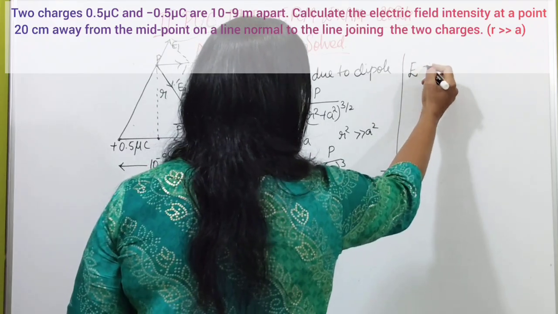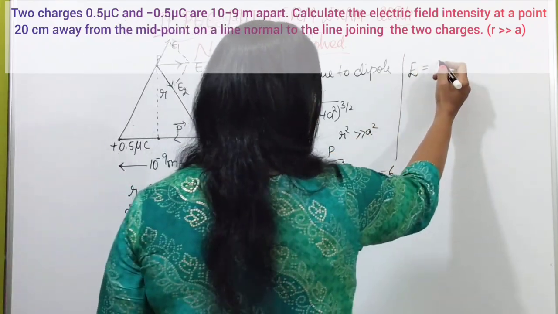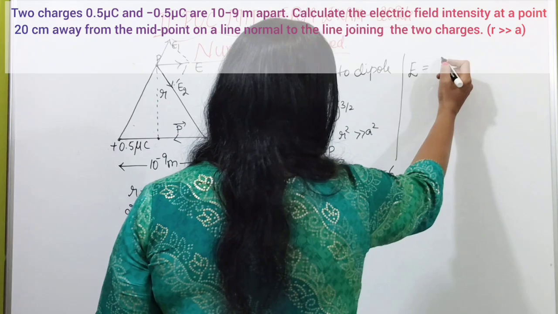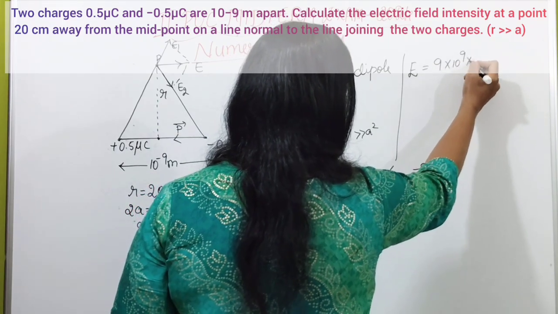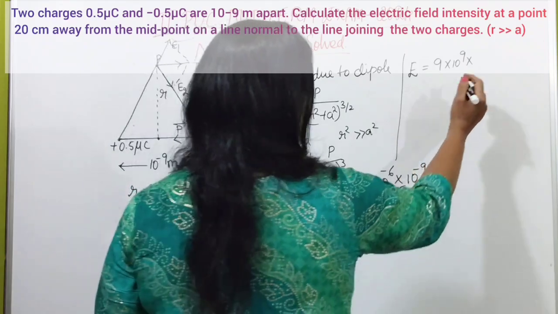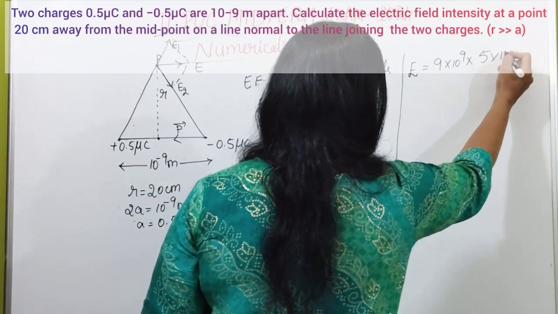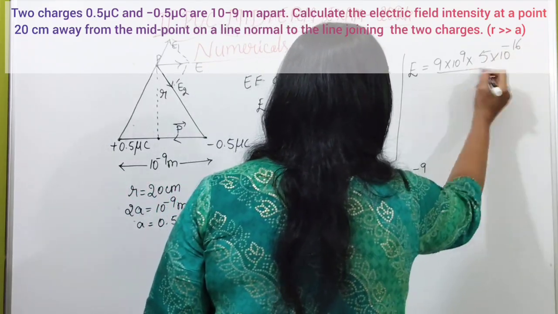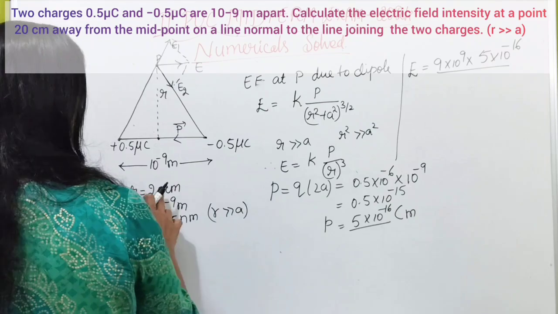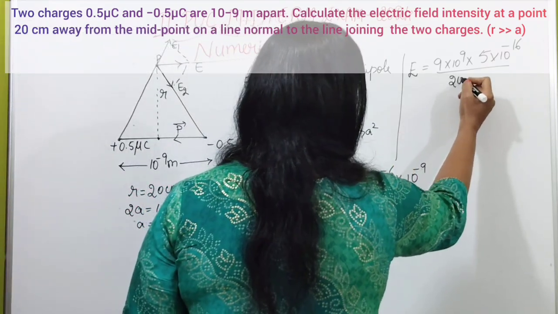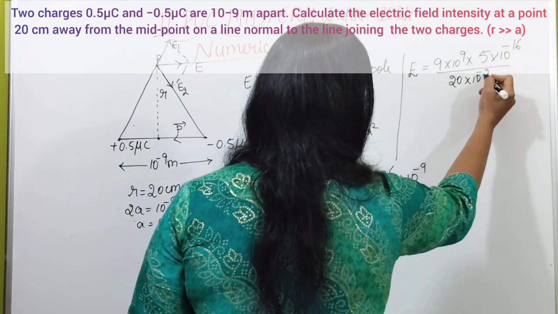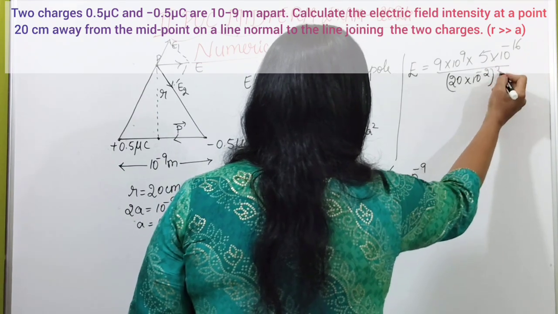Let us substitute that here to find the electric field. So the electric field E is constant K, what is the constant? 1 by 4 pi epsilon naught is 9 into 10 to the power 9, into P which is 5 into 10 to the power minus 16, divided by R cube. R is 20 centimeter. Let us convert to meter. That is 20 into 10 to the power minus 2, whole cubed.